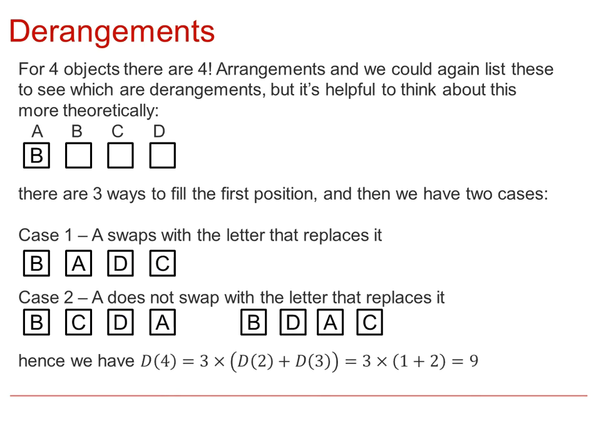So bearing in mind that that first letter could have been filled in 3 ways, in other words B, C or D, and that we then have one option in case 1 and 2 options in case 2 gives us that D4 equals 3 times D2, which was this one here, plus D3, which was that one there, giving us a total of 9.